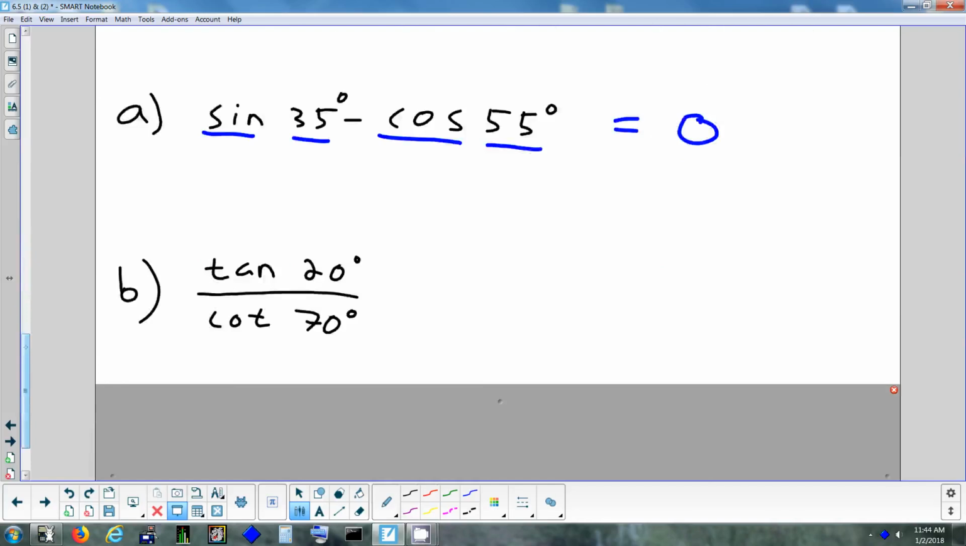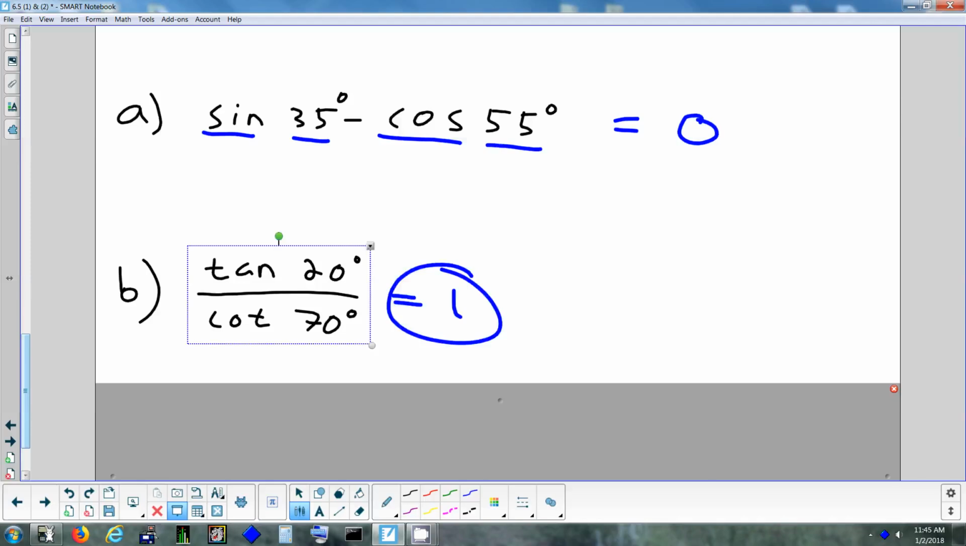Let's try this one. Okay, so now I have tangent and cotangent. Are those cofunctions? Yep. How about 20 and 70? Are those complementary? Yes. So I'm really dividing two things here that are the same. I have no idea what the top is, no idea what the bottom is, but I know they're the same. So what do I get? I get 1. That's where you use this idea. If you change this problem to the tangent of 21 divided by cotangent 70, you can't do it. Not without a calculator. Any questions on that one?